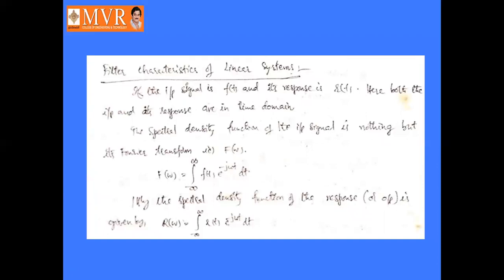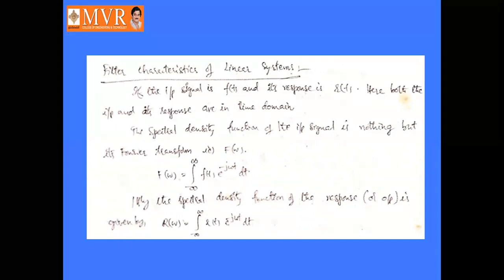Already we discussed the linear systems. What is meant by a linear system? A linear system is a system which obeys the scaling property and the superposition theorem, and the output signal varies according to the input signal. That is called a linear system. We have to find the filter characteristics of linear systems.